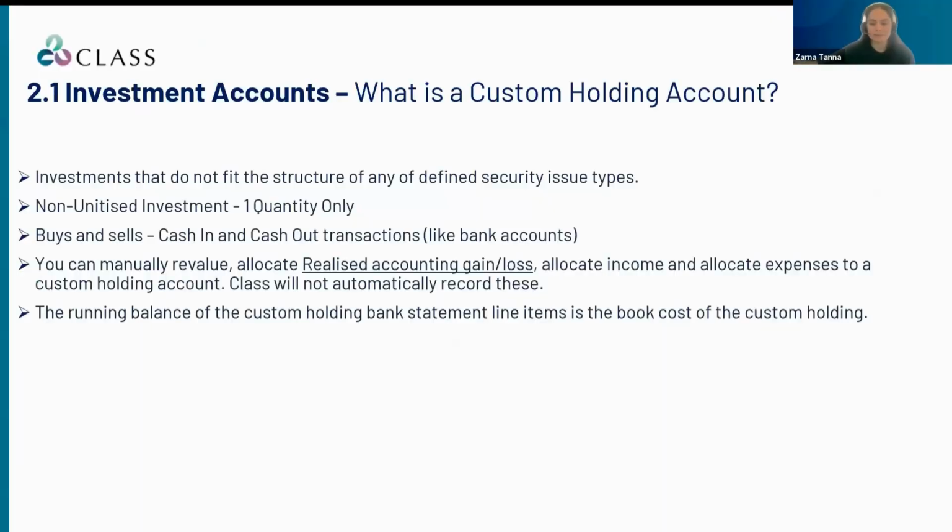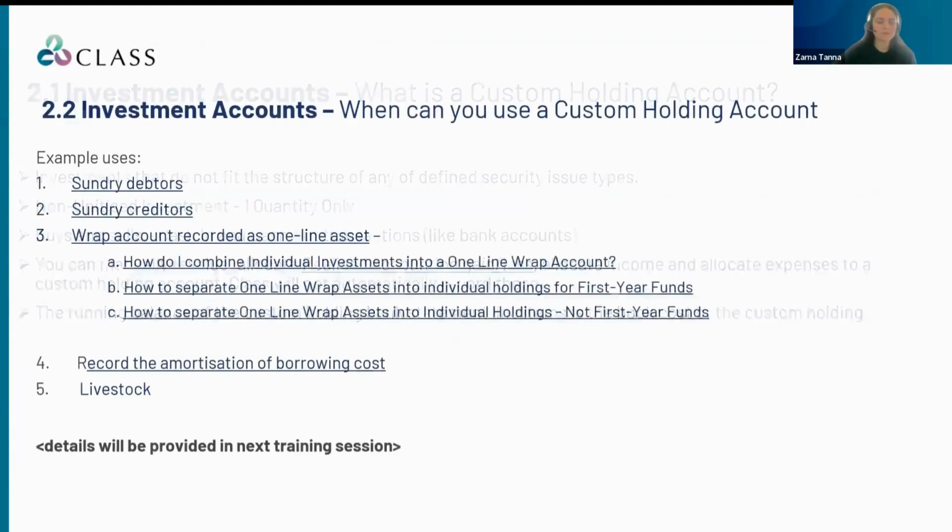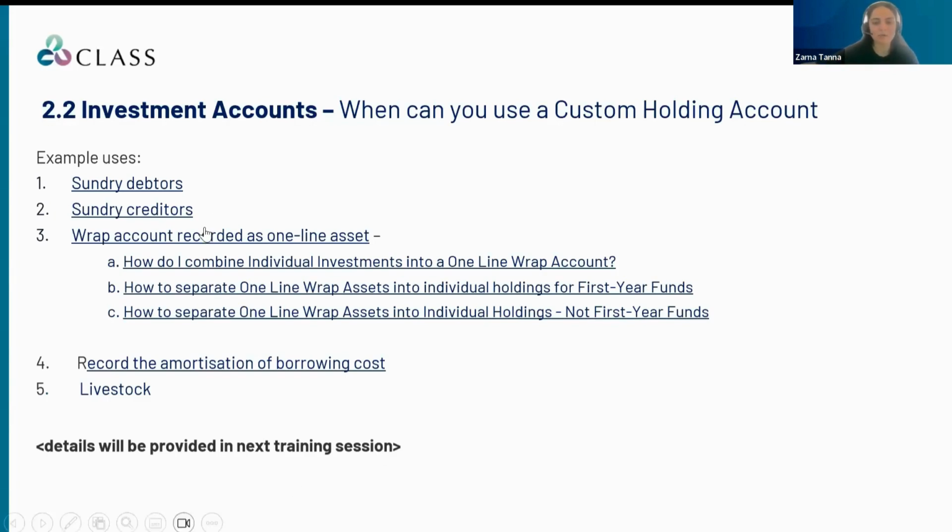So what are some examples of using this account? Say, for instance, if you want to record any sundry debtors or receivables, any sundry creditors or payables, or if the fund has invested in a wrap account, that means they have a wrap account and underneath the wrap account, they have invested into various investments for acquisitions and disposals. You don't want to record all of these acquisitions and disposals individually, and you would like to record this as a one-line asset item, then you could create a custom holding account and record only the year-end transactions. Step-by-step instructions will be provided in the class knowledge base articles.